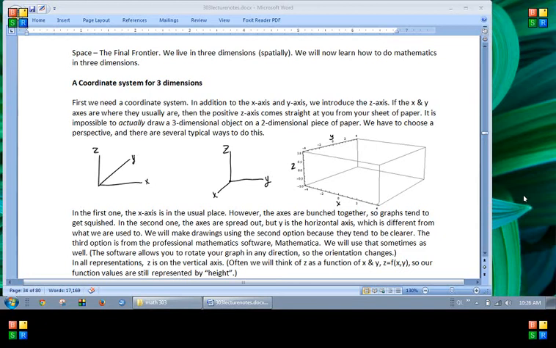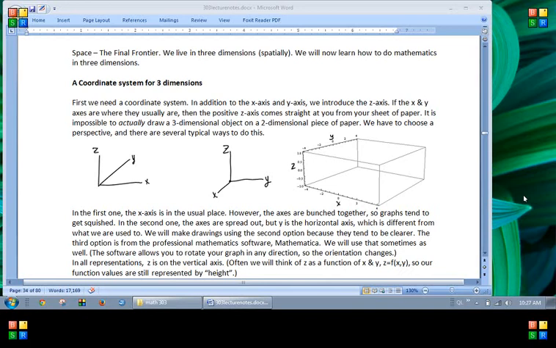So there's another option, which is on the right. And so this uses a couple of different conventions. It uses a box, so not axes coming out of the origin, just so the axes don't get in the way of the actual graph, which is going to be some kind of solid or space-filling shape. And then also notice the z is still vertical, and then x and y are sort of coming off at these angles.